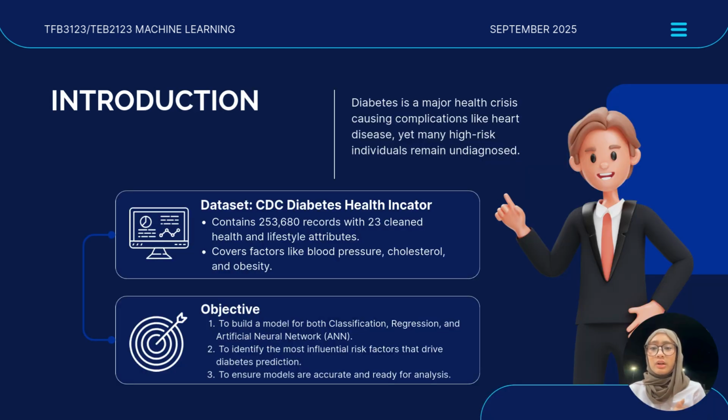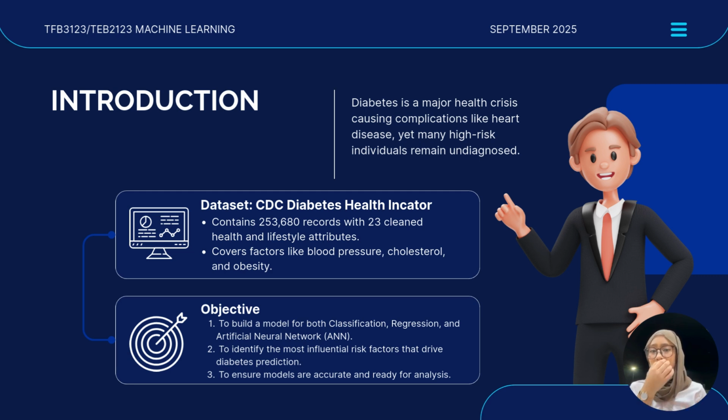Our project is built on data from the Behavioral Risk Factors Surveillance System, or BRFSS, which is a massive national survey that is collected annually by the CDC. The raw BRFSS data was cleaned and refined based on clinical research, which results in a final set of 23 essential features out of the original 300 features.